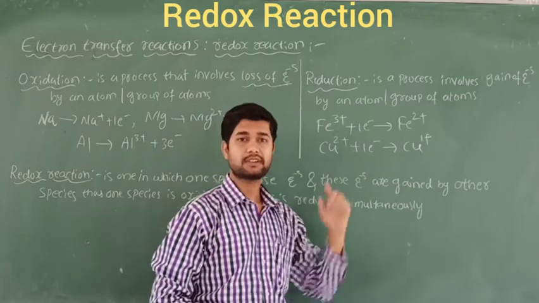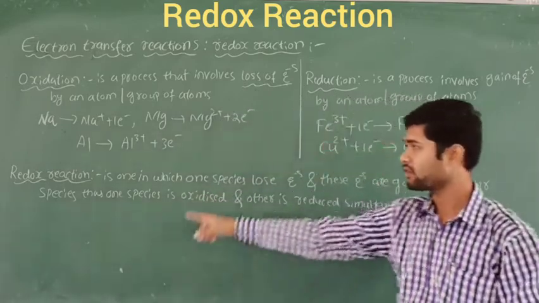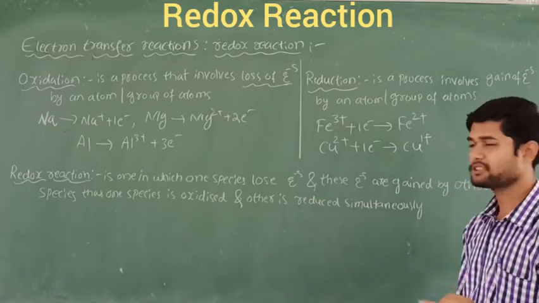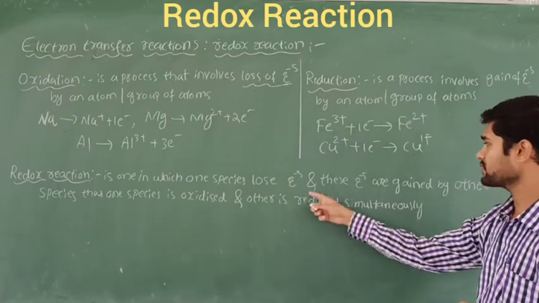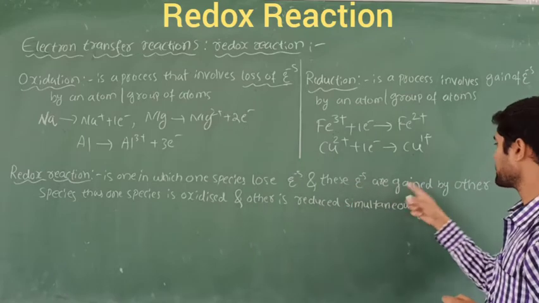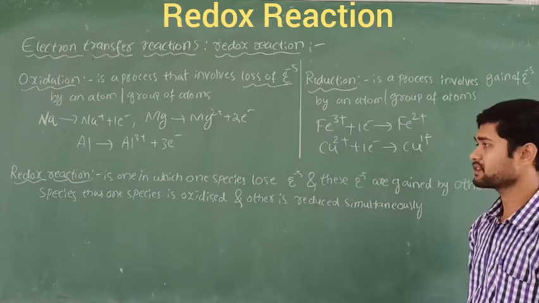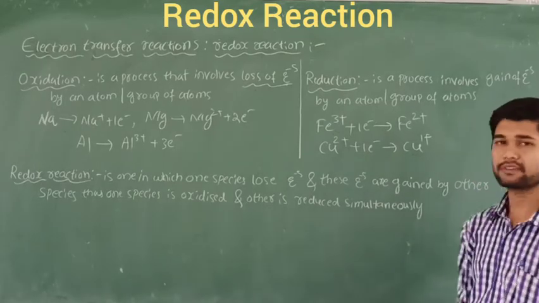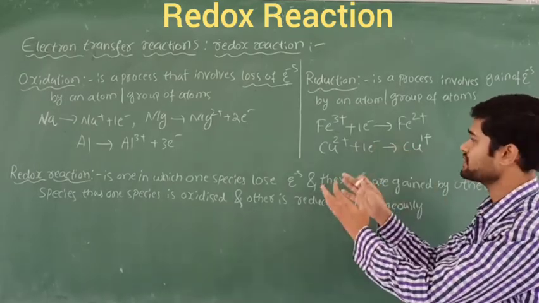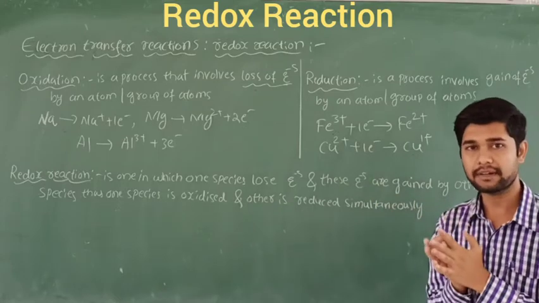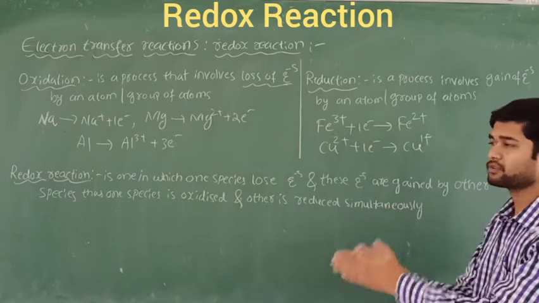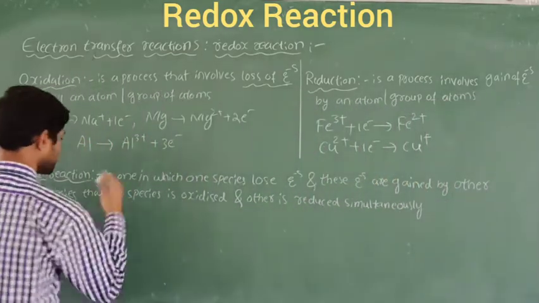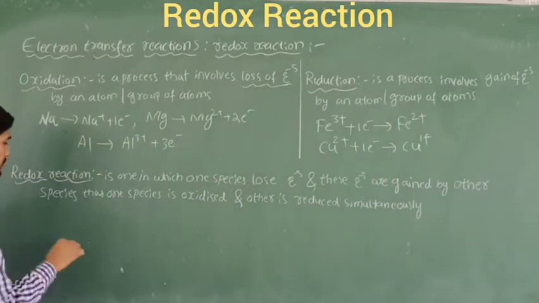After studying oxidation and reduction, you should study what is called the redox reaction. It tells that one species loses electrons and these electrons are gained by another species. Thus one species is oxidized and another species is reduced simultaneously, because oxidation and reduction take place simultaneously in the reaction, which we call the redox reaction. Let's take a simple reaction containing simultaneous oxidation and reduction.